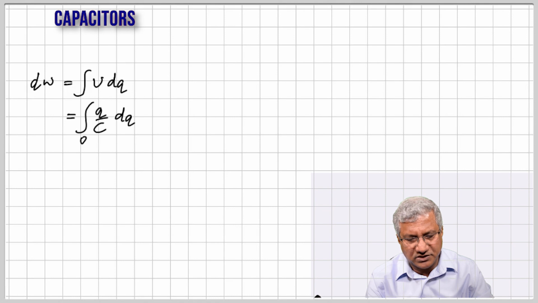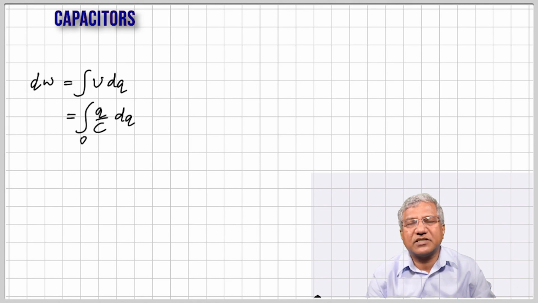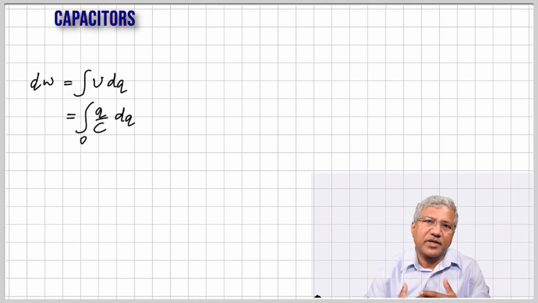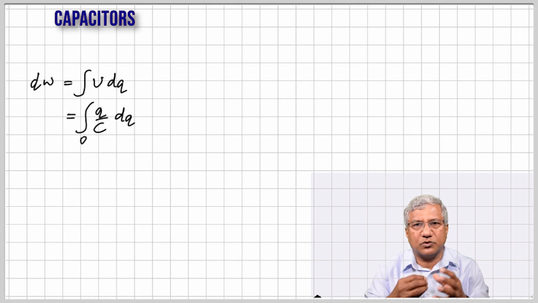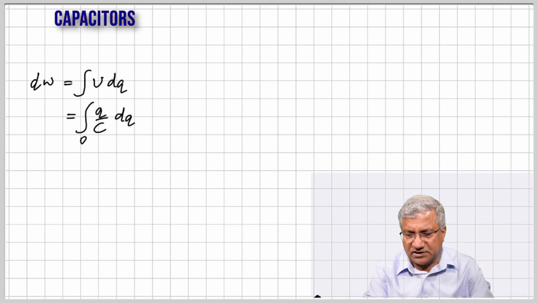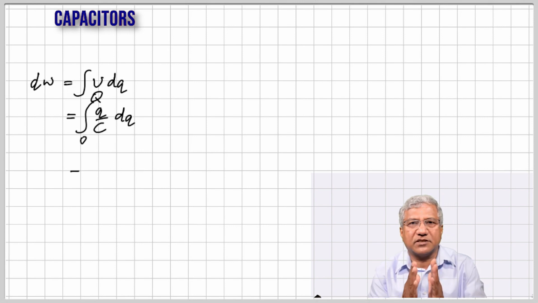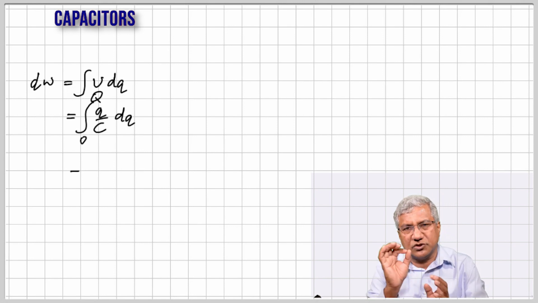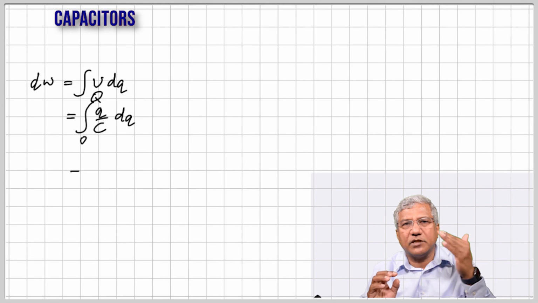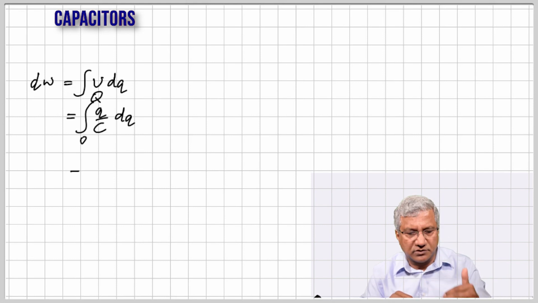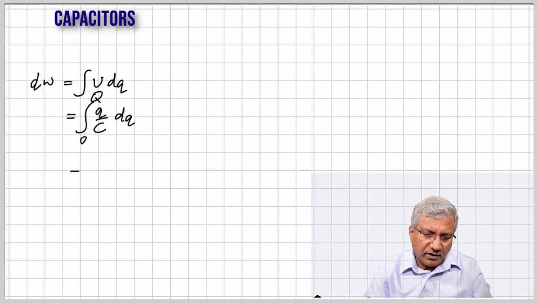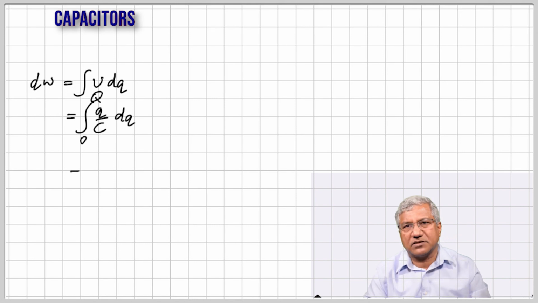Q by C, where C is the capacitance. And this integral goes from the lower limit, which is 0 charge, to the maximum charge, so 0 to capital Q. So we started with no charge on the capacitor, 0, and then slowly but surely the charge increased to capital Q.